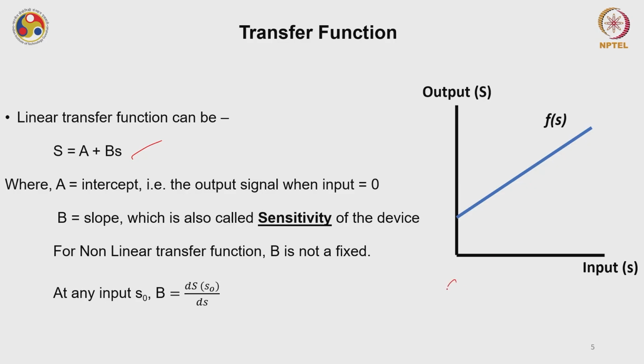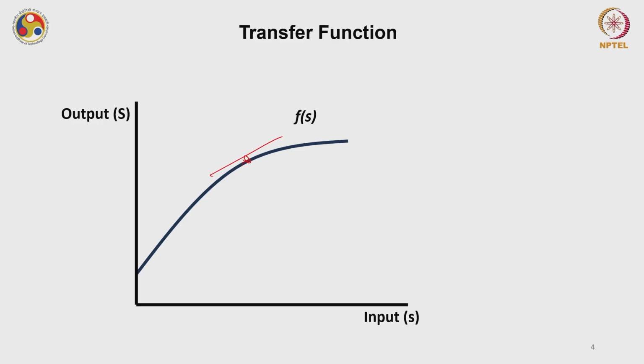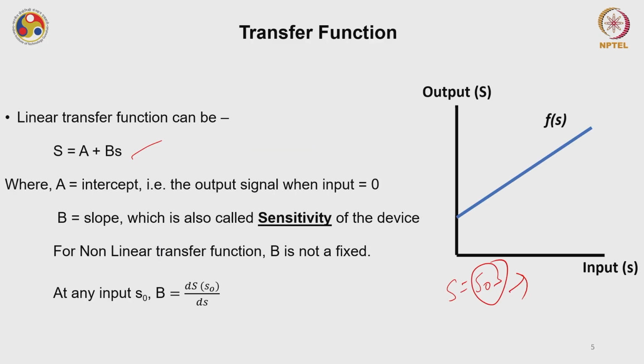For a nonlinear transfer function, b is not fixed. At a particular instant, I can say that s is equal to s naught, and at that particular moment, if I have to calculate the slope on this curve, I will just put the value as s is equal to s naught. At that particular input I can define b as the differential of capital S, or the function fs, so d by ds of capital S at s is equal to s naught. By this I can calculate the sensitivity of a nonlinear transfer function sensor.